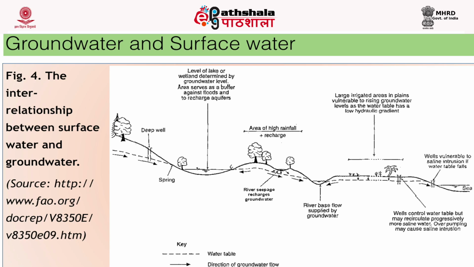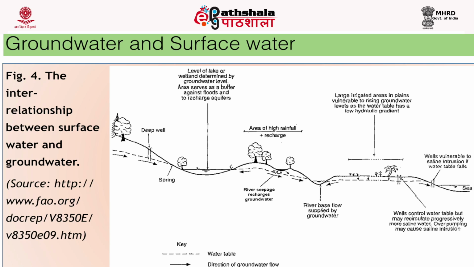For example, in the left side of the picture, we can see the level of lake or wetland, which is mainly controlled by the position of the water table. Similarly, in the middle of the picture, we can see the small river base flow that is mainly supplied by the groundwater. This water table in the different regions will fluctuate seasonally. For example, in the dry season, the groundwater table will go down. At that time the base flow will be reduced or the level will be less.